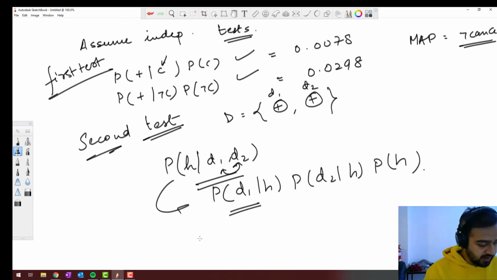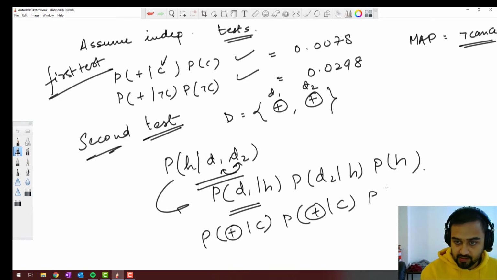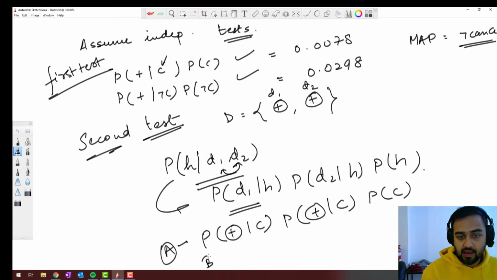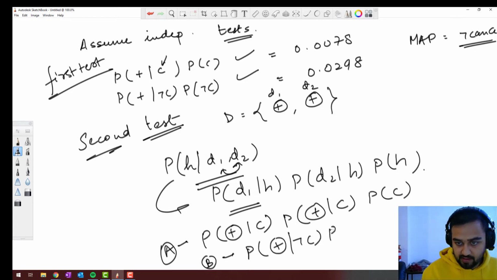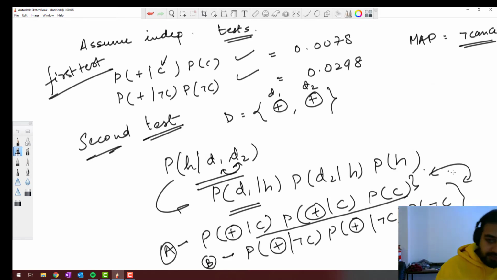right? From here, we get positive given C, P of D2 would also be positive given C into P of C. Similarly, this would be, let's say, A, and our B would be defined as P of positive given not C multiplied by P of positive given not C into P of not C. Find out the values of these two, compare and take the max, right?